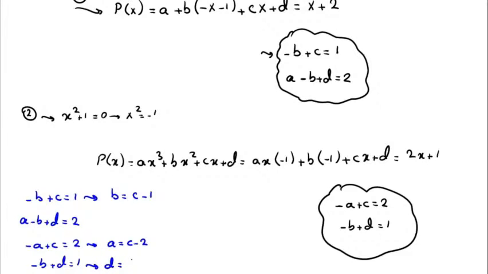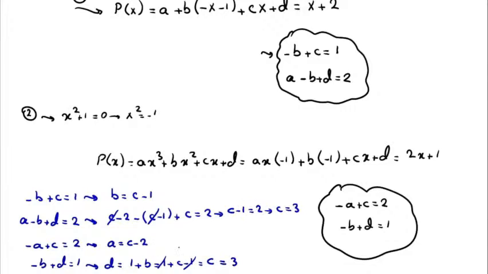Now in this case, d is what? It is 1 plus b. Because we know b is c minus 1, it will be 1 plus c minus 1. The 1 and negative 1 will be cancelled, it will be c. Now if you replace here, a is c minus 2, negative b is negative (c minus 1), d is c, equal to 2. So c and negative c will be cancelled, so c minus 2 plus 1, minus c plus 1... the result gives c will be 3. So d will be 3, a will be 3 minus 2, 1, and b will be 3 minus 1, 2.